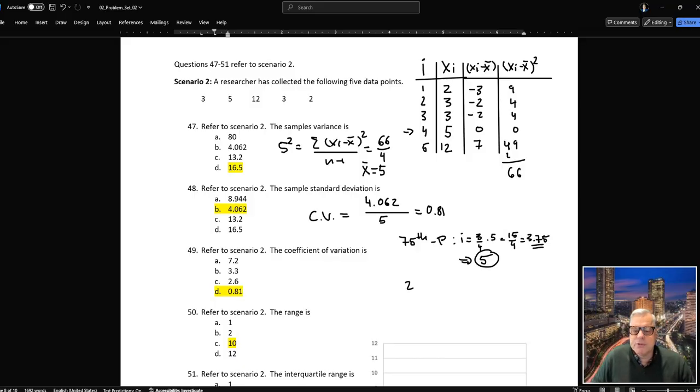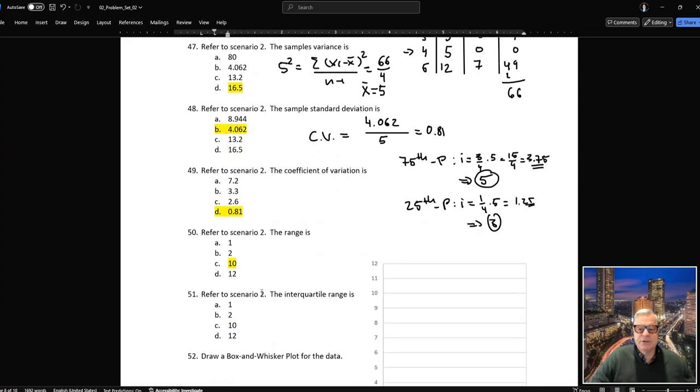So now the 25th percentile. The index number is 0.25, or 1 over 4 times 5, which is 5 over 4, or 1.25. Again, not an integer, round up to 2. So that corresponds to the value of 3. Okay, so now the interquartile range is obviously 2.